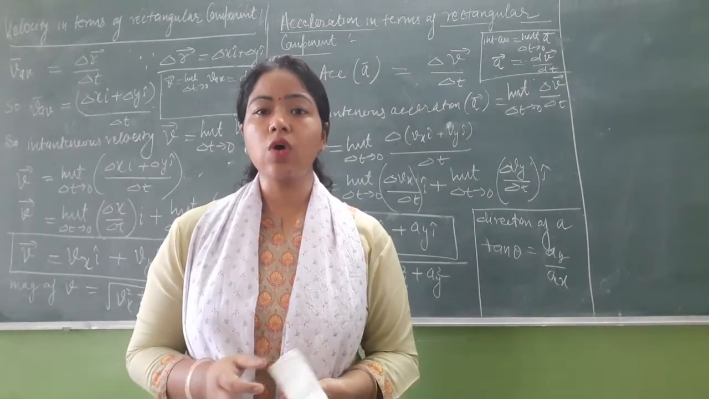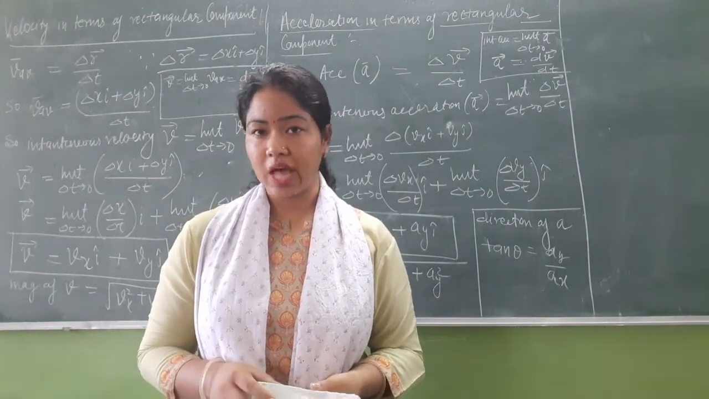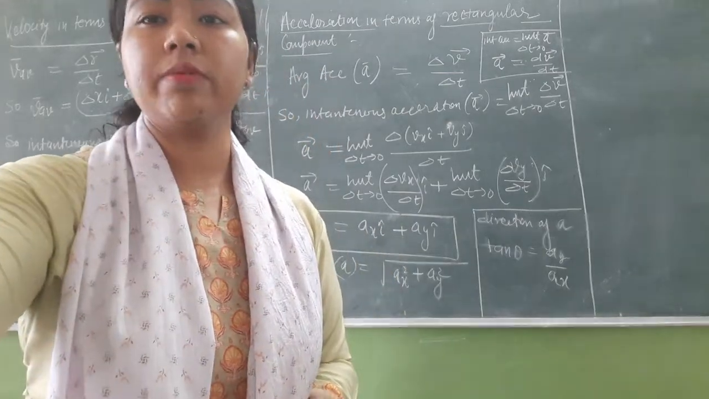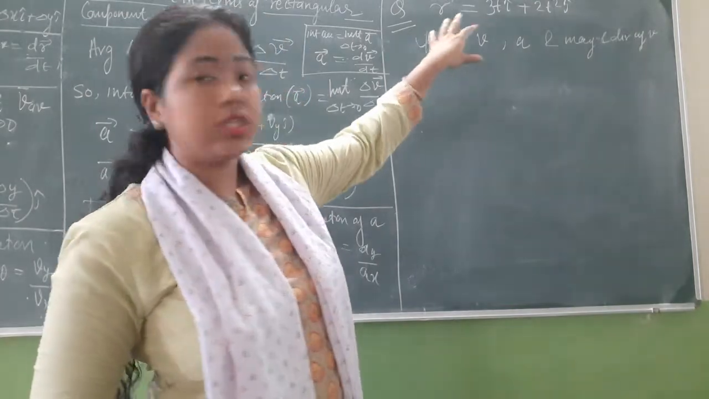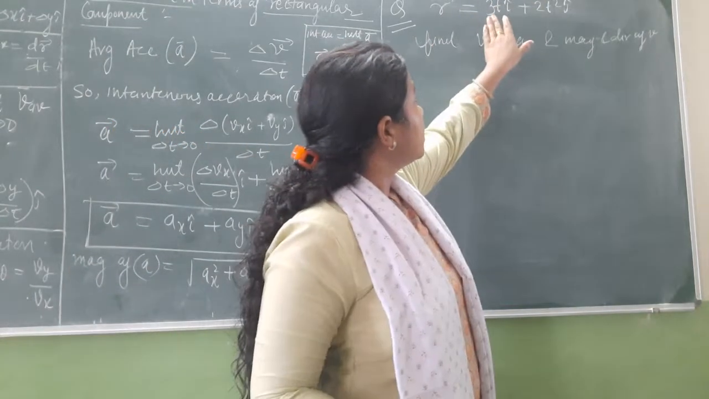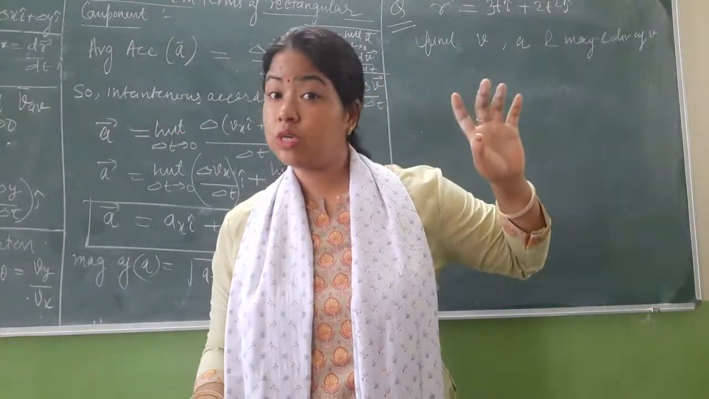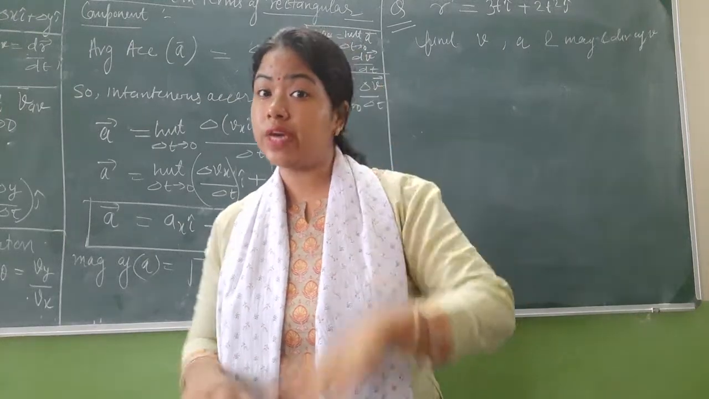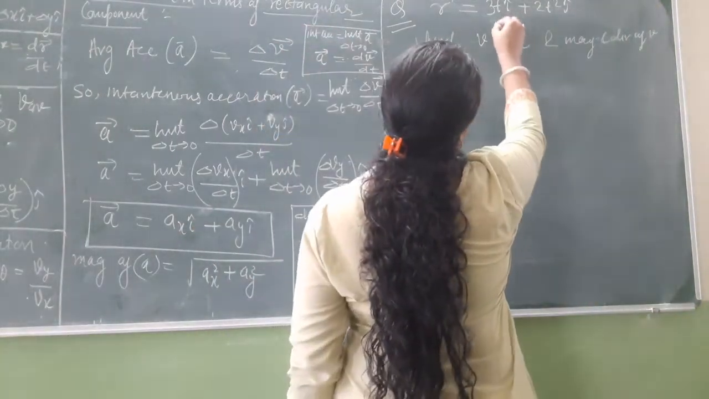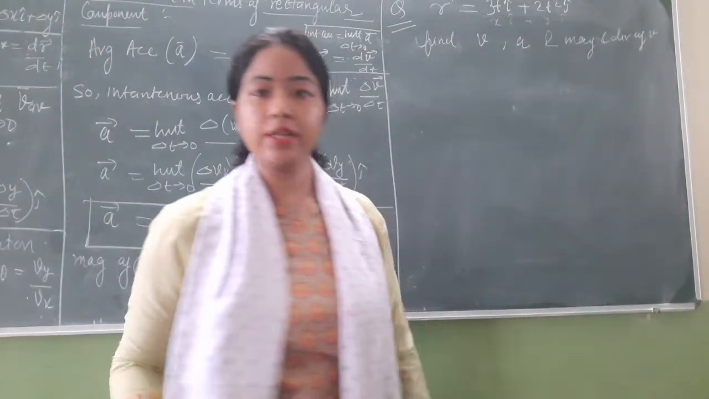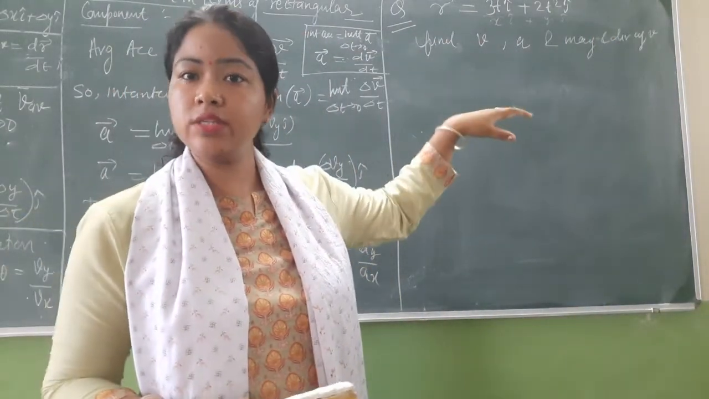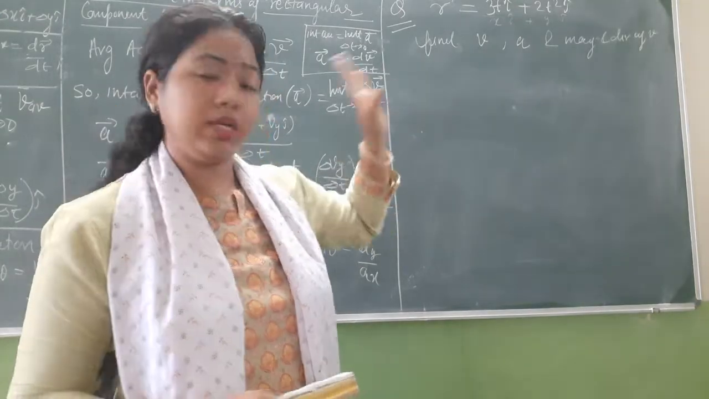So children, now we will solve one numerical based on that particular topic. One question is given to you. Suppose a position equation is given to you: 3ti plus 2t square j. Now this equation is in the form of xi plus yj, right? This will be representing x into i, and this will be representing y into j. So the position vector is in its rectangular components, xi plus yj.